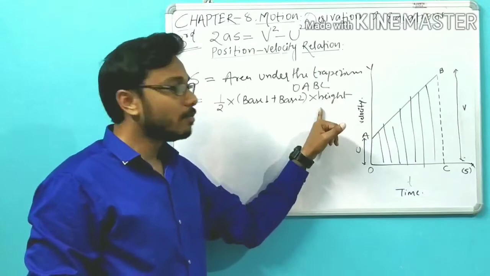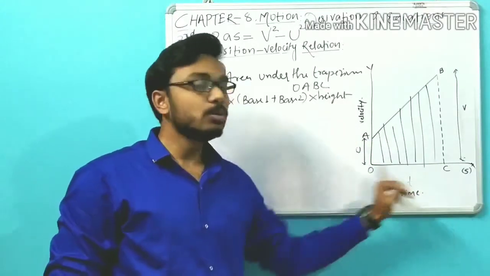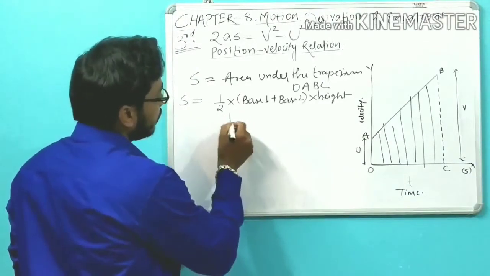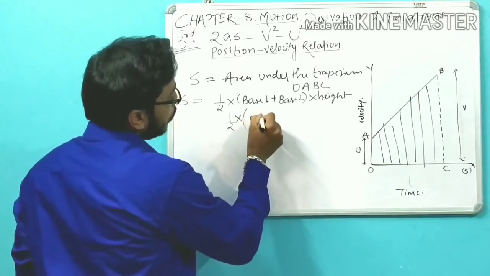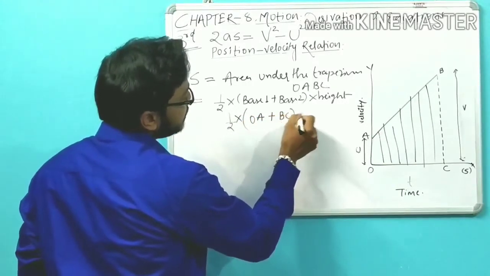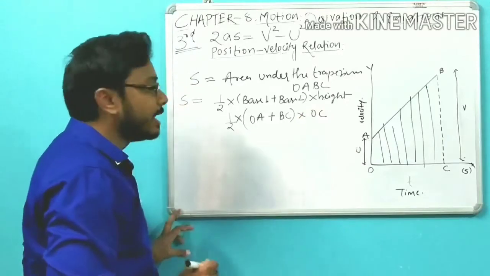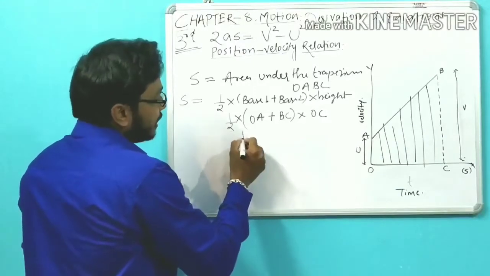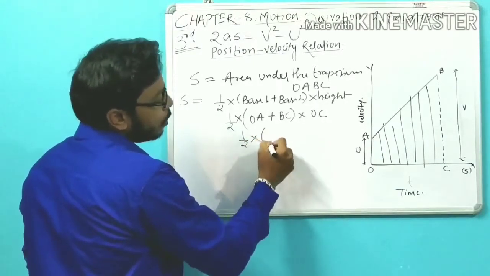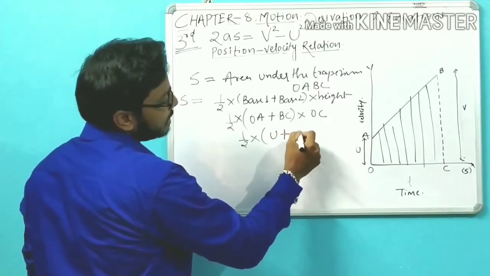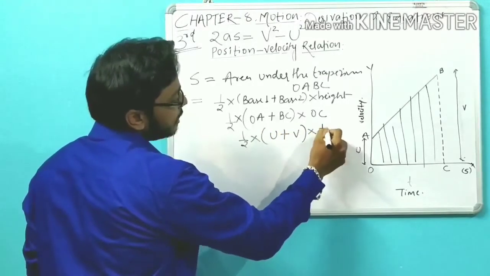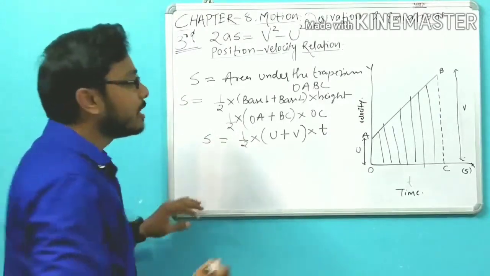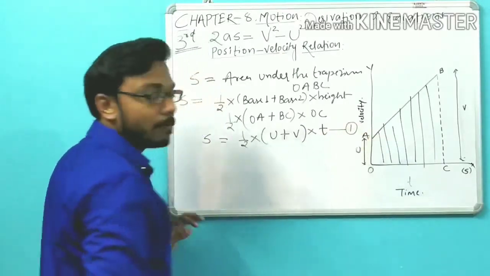And what is the height? Which side is left now? This is the height. OC, we will take it as the height. So now let us put the values. That is half into OA plus BC into OC. Now we'll put in the values: half into OA is u plus BC is v into OC is time. So till here we have got that the displacement is this. We'll call this equation number 1.